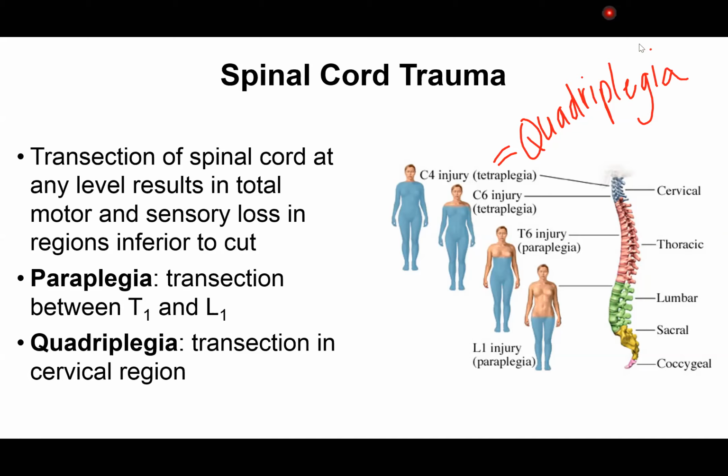So again, anywhere that the spinal cord is injured between T1 and L1, this whole area will result in paraplegia. Any injury that's occurring at the cervical level will result in tetraplegia, also known as quadriplegia, okay?